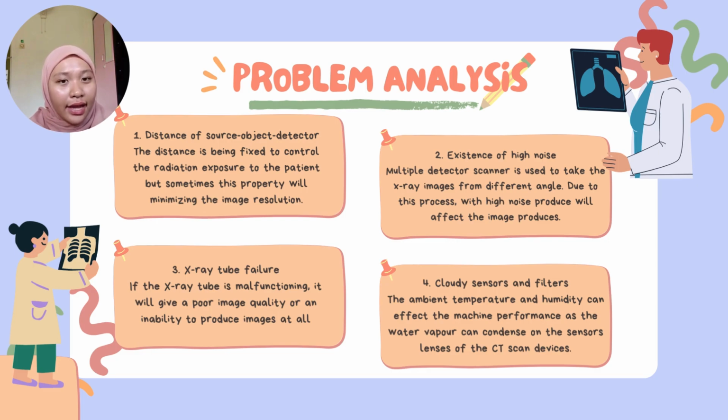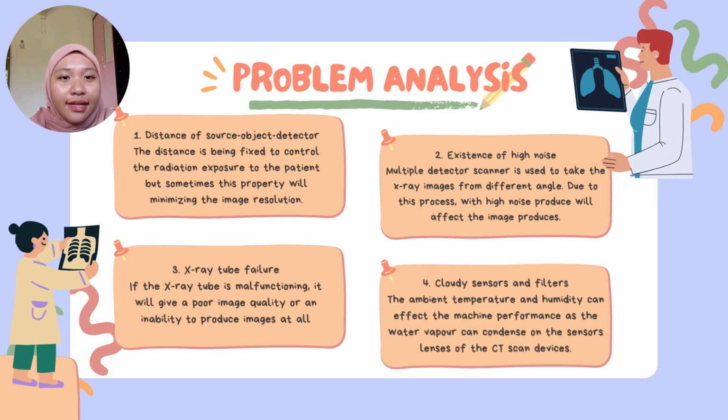The second one is high noise produced. Usually in a CT scan, multiple detectors are used to take X-ray images from different angles around the body. Each detector only records a particular part of the image, and at the end of this process, all of these images are combined to produce one complete image. While this can produce a very high quality image, it also tends to produce an image with more noise, which blurs the image quality. This is because more detectors produce more noise.